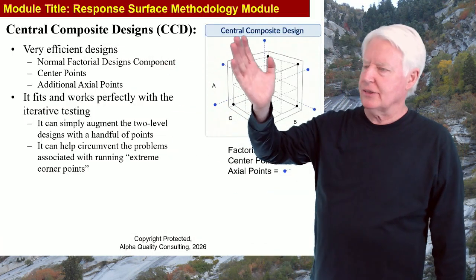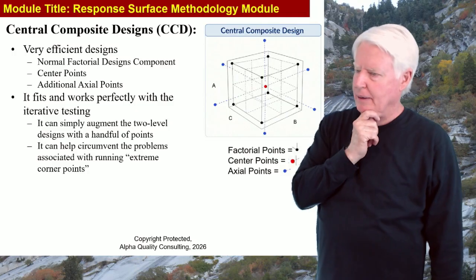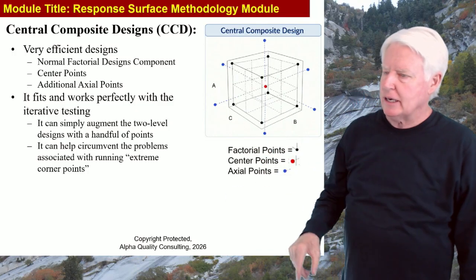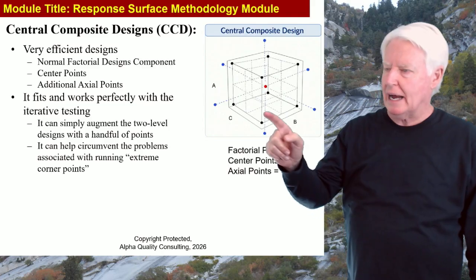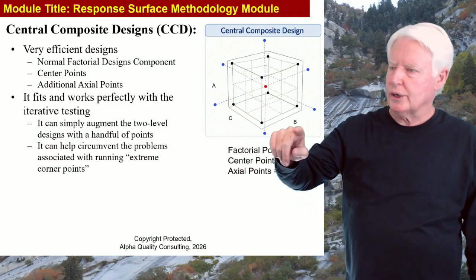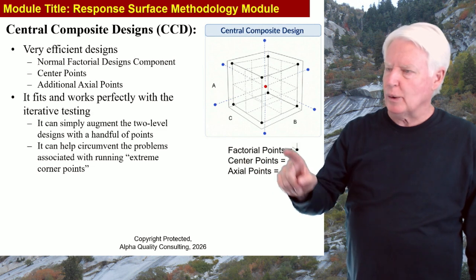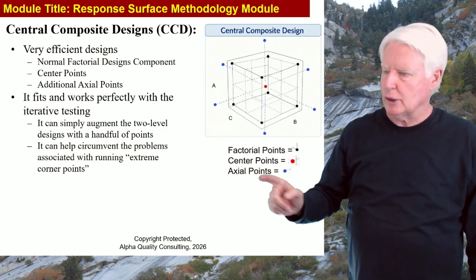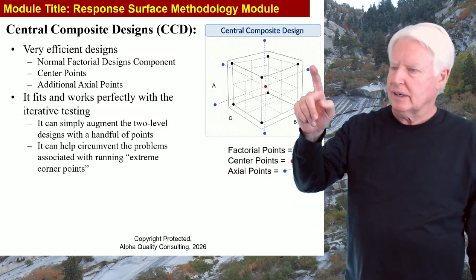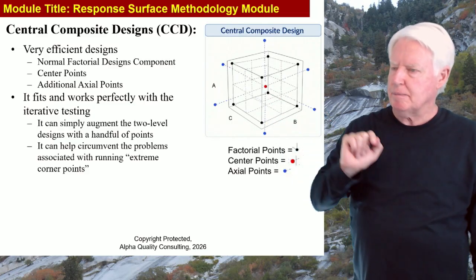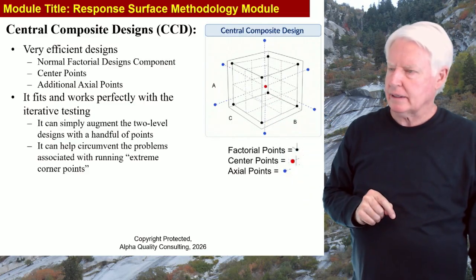Okay, central composite design. I'm not going to spend a lot of time on this because that's where we've spent a lot of our time already. Notice I have my cube. The factorial points are the black dots. Notice they're on the corners of the cube. Those are called factorial points. Center points, the red one right in the center of the cube. The axial points. Remember, alpha is from the center to the axial point.